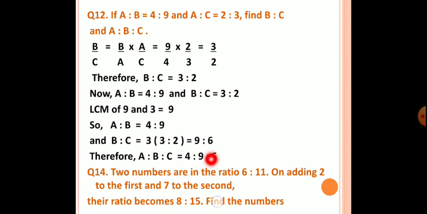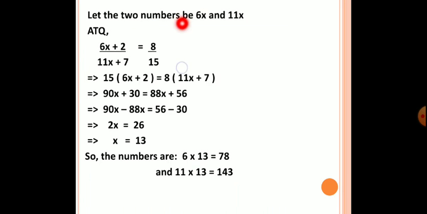Next, question number 14. Two numbers are in the ratio 6 is to 11. On adding 2 to the first and 7 to the second, the ratio becomes 8 is to 15. Find the numbers. So we'll start with, let the two numbers be 6x and 11x. According to the question, we add 2 to the first number and 7 to the second number. So 6x plus 2 divided by 11x plus 7 is equal to 8 by 15.